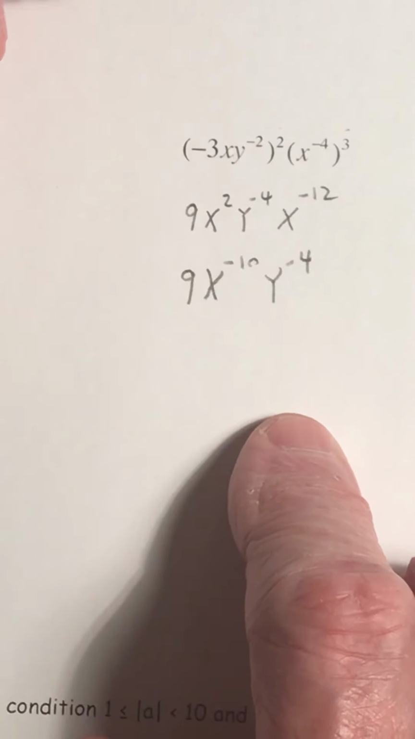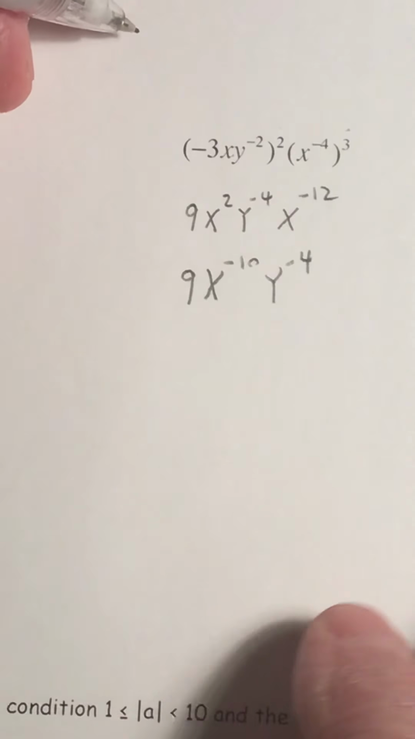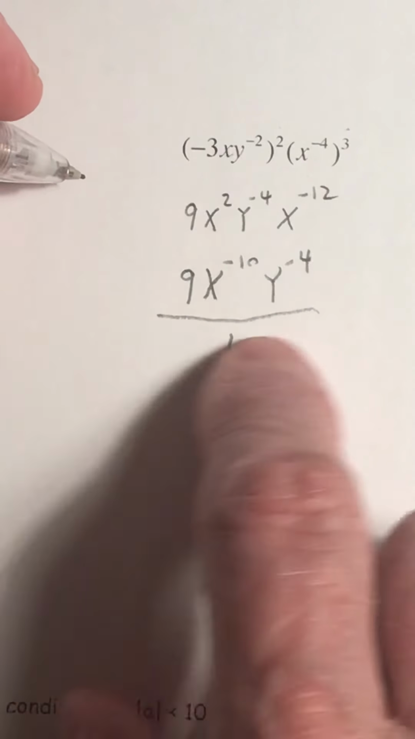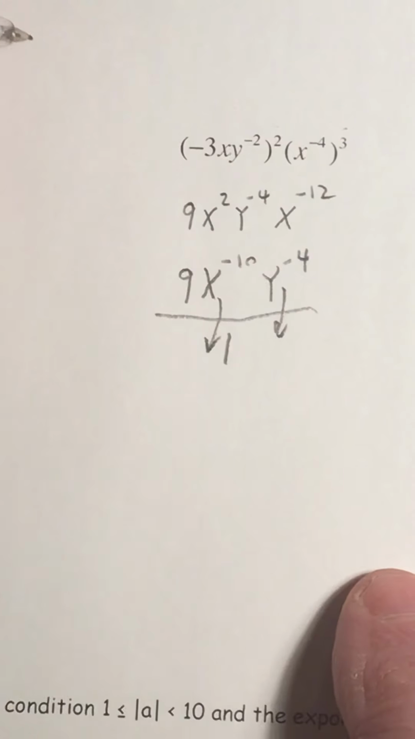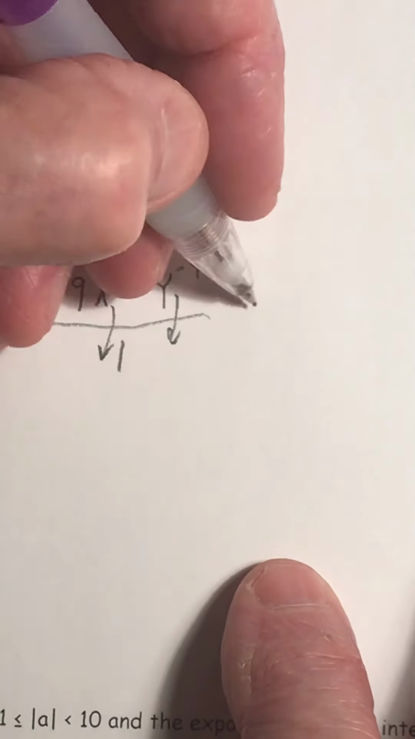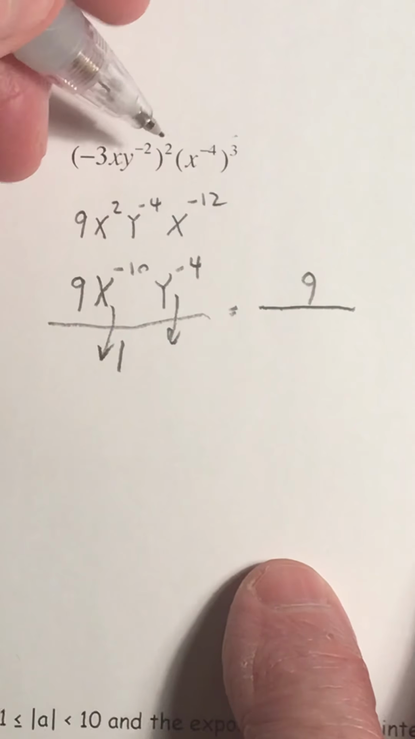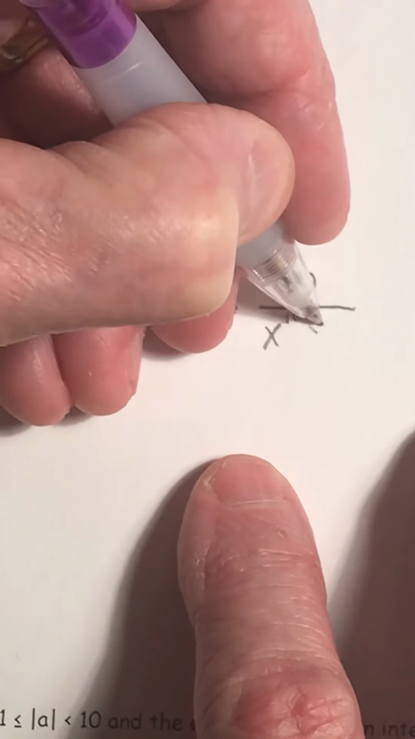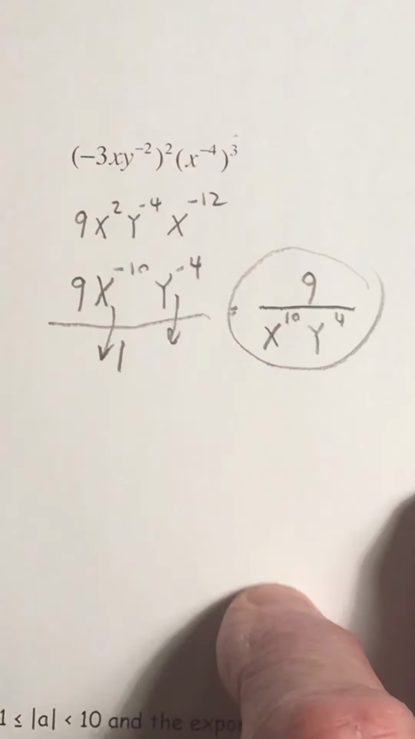So here's my answer so far. I need to get these negative exponents to go away. So I'll do that same thing I did in the one before. Make a bar and a 1 and pop these both across the bar and change the sign of their exponent. When we're done with that, all that's left on top is the 9. And we have an x to the 10, y to the 4 in the bottom.